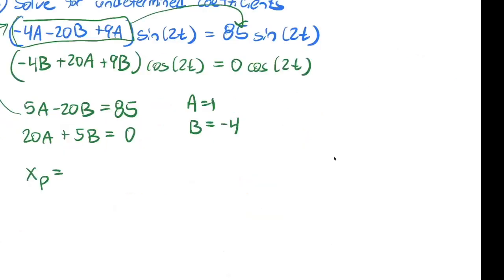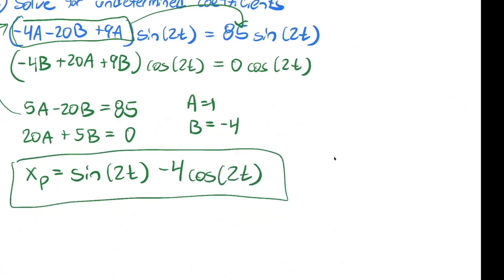All right, so we found a is 1. So again, that was the coefficient in front of the sine, and b is minus 4. That was the coefficient in front of the cosine. So let me just say we've found one solution, but not the general solution at this point.